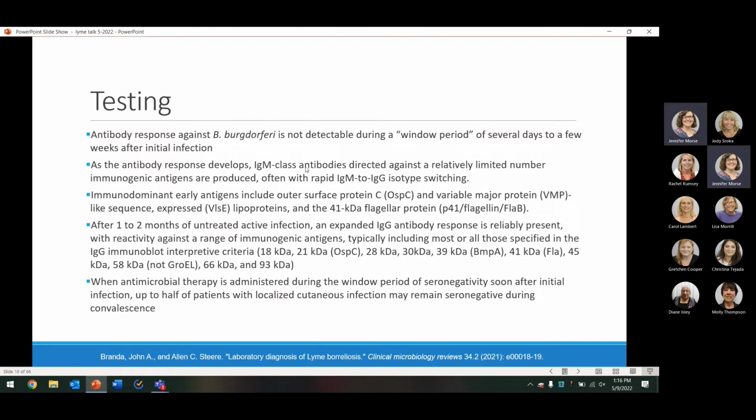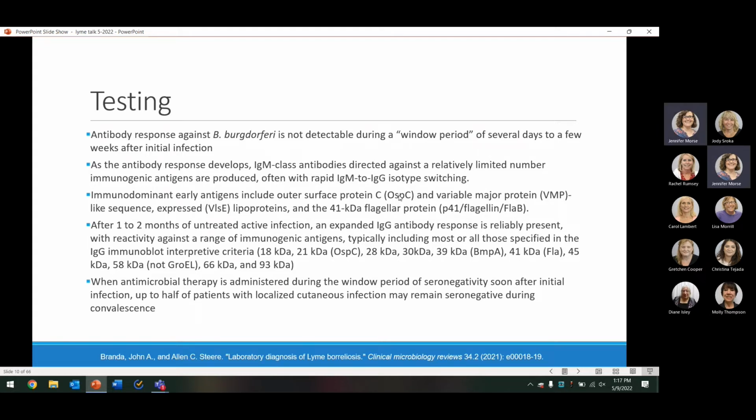When you have the IgM antibodies, those mainly develop against certain antigens on the Lyme bacteria. And those are most consistently to proteins on the surface of the bacteria called protein C or the OpC, and then the VMP. So these proteins listed here are some of the bands that you would see positive: the OpC, the VMP, and the FLAB.